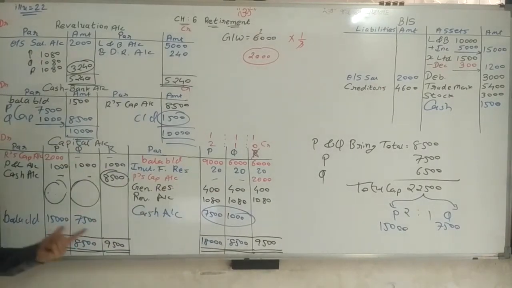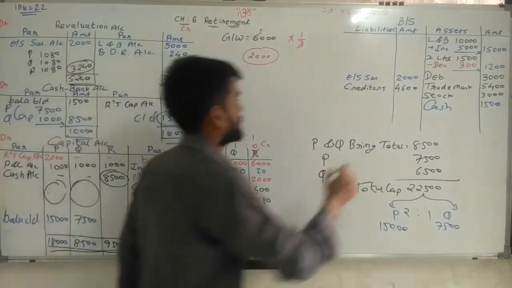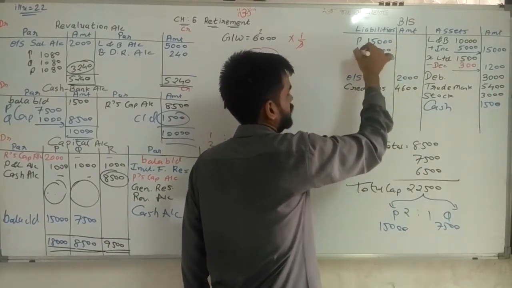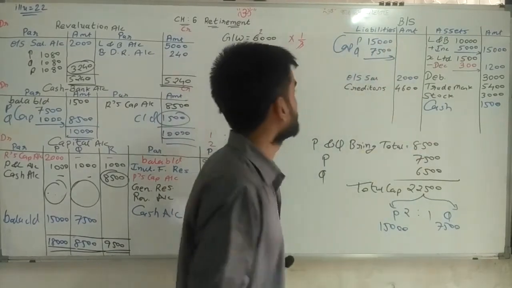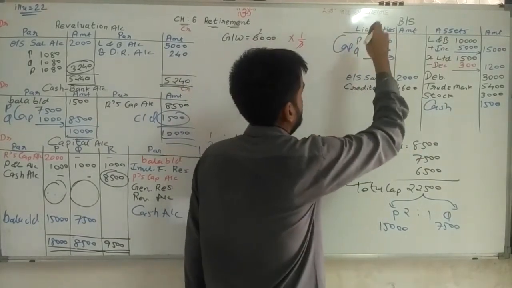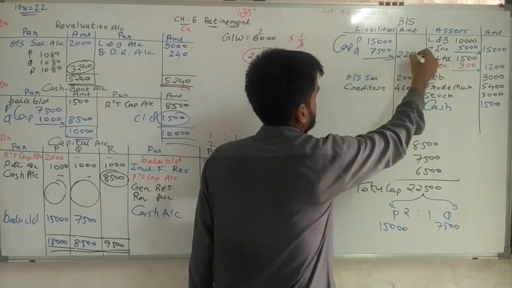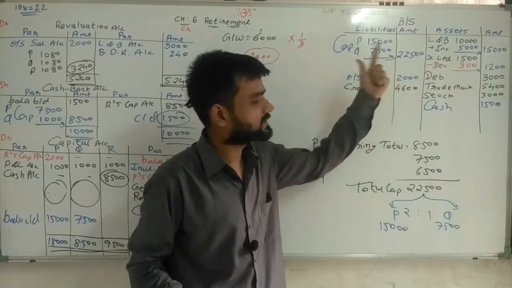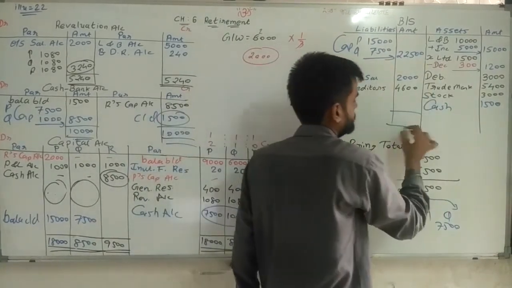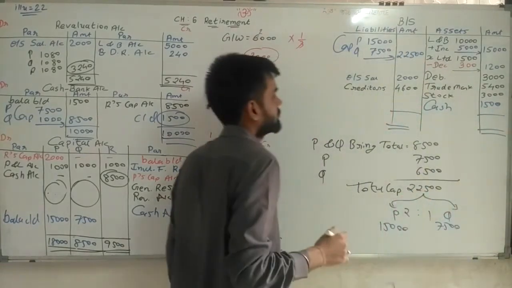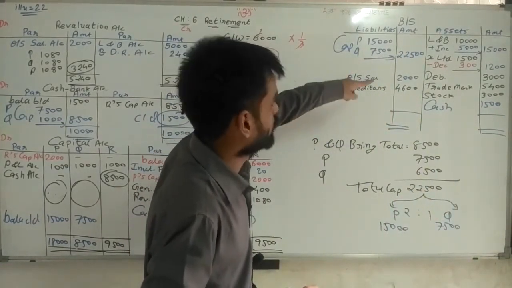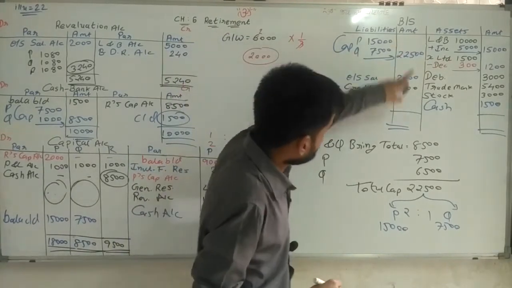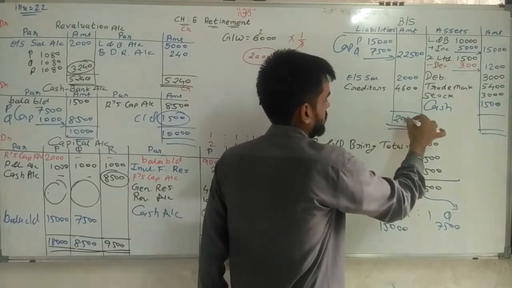This already cleared. Balancing figure 15,000 and 7,500. P, Q, capital. So 15, 5, 20, 22,500 is the answer. It should be matched with this total capital. Simple. 22,500 is the total capital. Now make total of both the sides. So 22, 24, 28, 29,100 is the total.